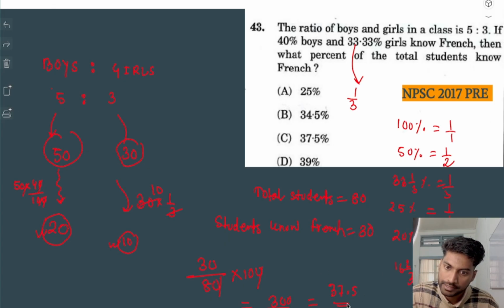You can calculate in your calculator. 300 by 8 means 37.5. So your answer is option C. Look, I was explaining, that's why it became so long and took like 5-6 minutes. But in the exam, if you have even a little knowledge about percentage, you can solve it in just 1 minute. Okay, next question.